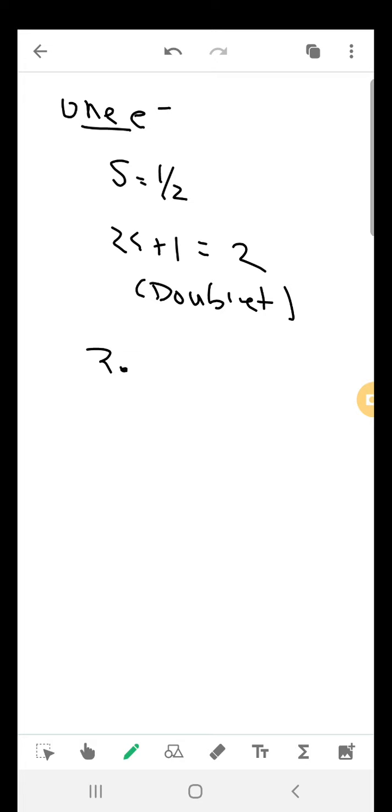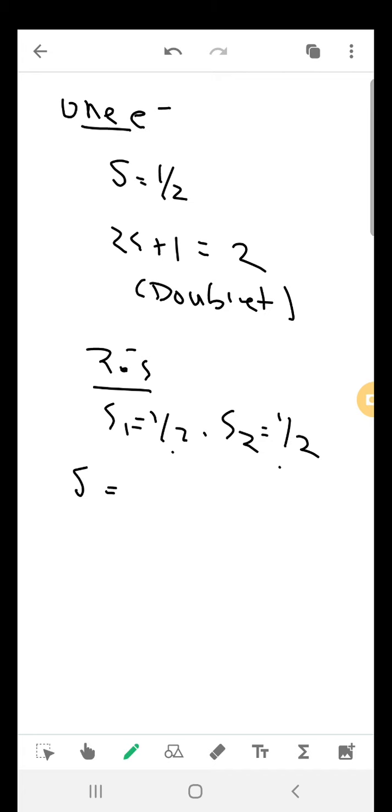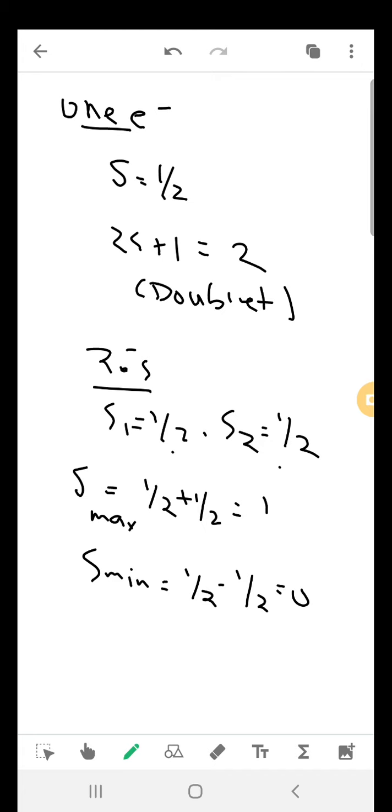For two electrons, it will have S1 equal to 1 by 2 and S2 equal to 1 by 2, so they will vectorially add. So total S will be the maximum, and between the maximum and the minimum value, the maximum value is half plus half, 1, and this is S max, and S min will be half minus half, 0. So total S will be 0 and 1.